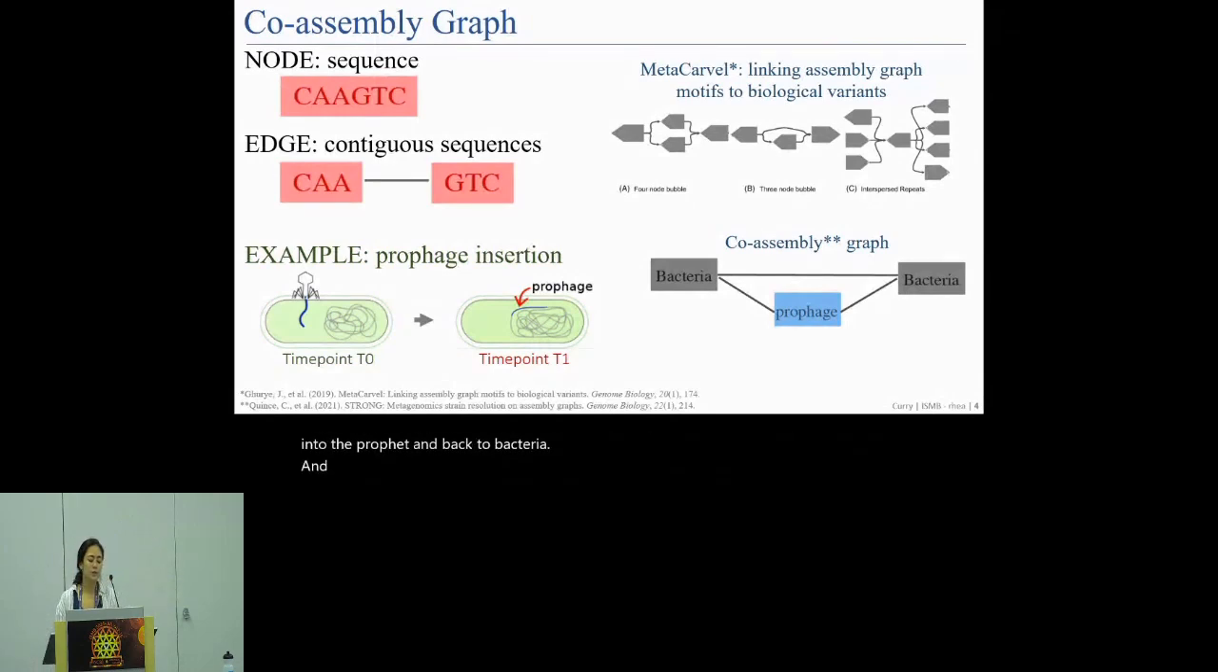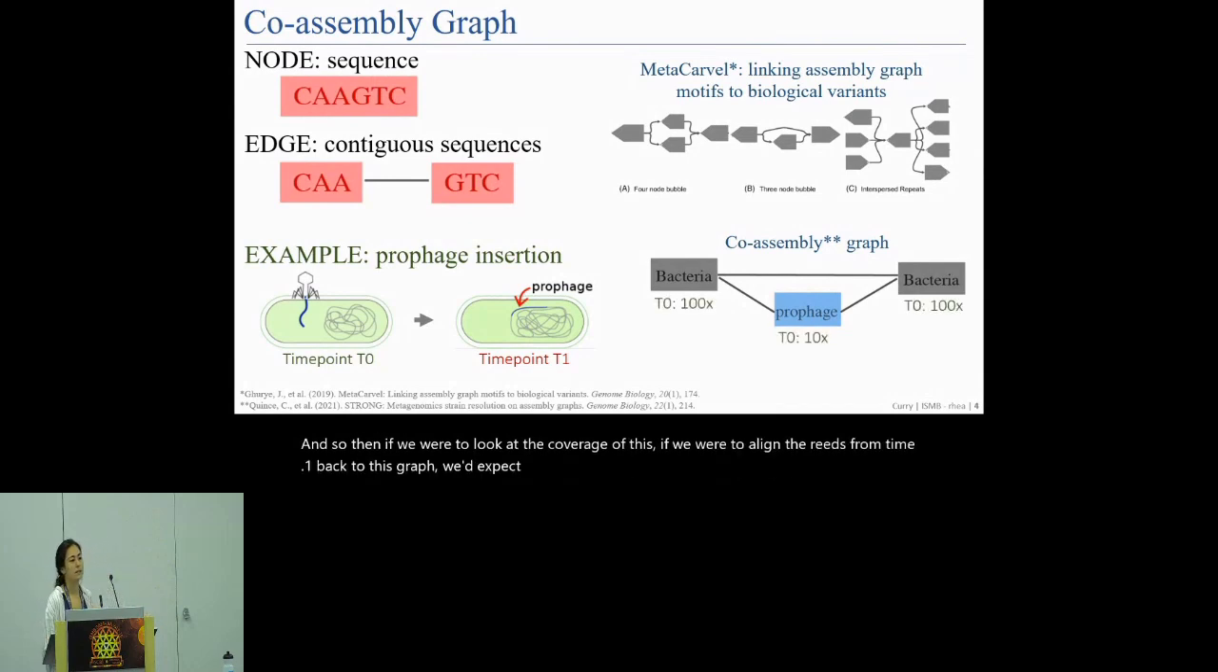And so then if we were to look at the coverage of this, if we were to align the reads from time point 1 back to this graph, we'd expect to see something like this, where you have quite a bit of coverage on the nodes that came from the bacteria genome, and lower coverage for the prophage. Since this bacteriophage has only infected one of the bacteria in your entire community, which will probably have other bacteria of the same species that do not have the same attack from a phage.